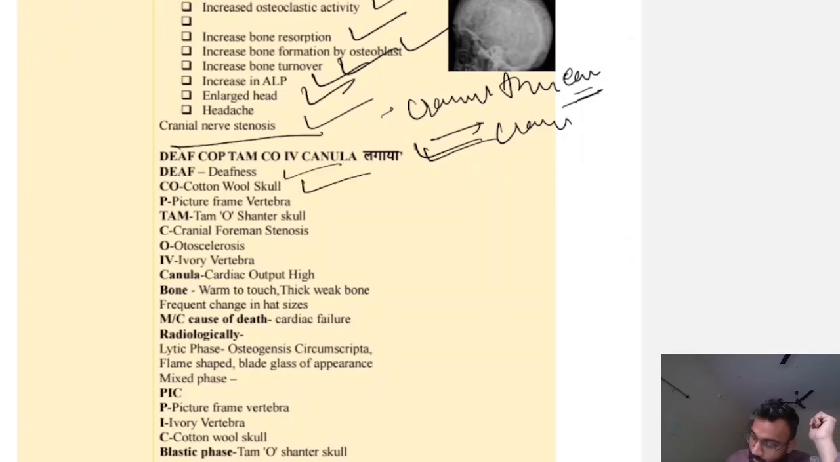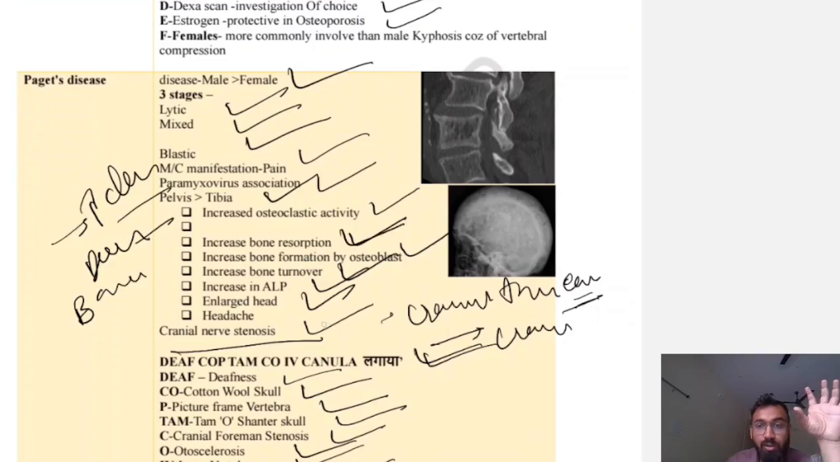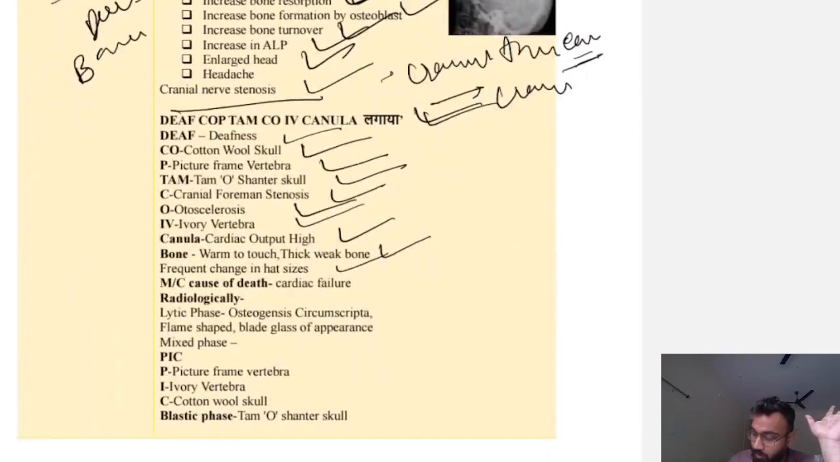So deafness, cotton wool skull, picture frame vertebra, tam-o'-shanter skull, cranial foramen stenosis, otosclerosis, ivory vertebra, cardiac output is high. Bone is warm to touch, thick and weak bone. There are frequent changes in head size. Because it is due to increased osteoclastic activity, disorganized bone turnover and increased bone resorption, Paget's disease is disorganized bone turnover.